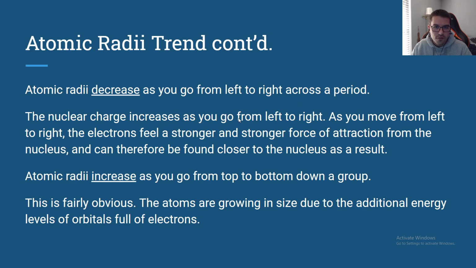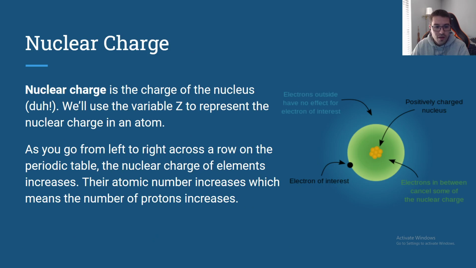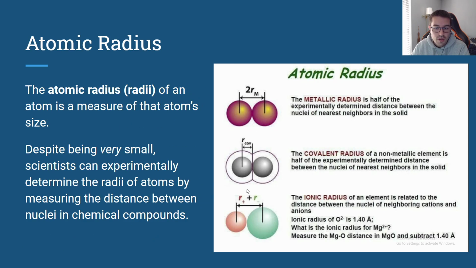The nuclear charge increases as you go from left to right, okay? And so as you move from left to right, the electrons surrounding that atom feel a stronger and stronger force of attraction from the nucleus because that number of protons is going up, right? And so therefore, the electrons are sort of more tightly bound and shrink in closer to the nucleus. So the atomic radii of atoms actually decreases as you go from left to right across a period on the periodic table. And like I mentioned before, this has been experimentally determined to be true when chemists and scientists analyze the size of atoms in real chemical compounds.